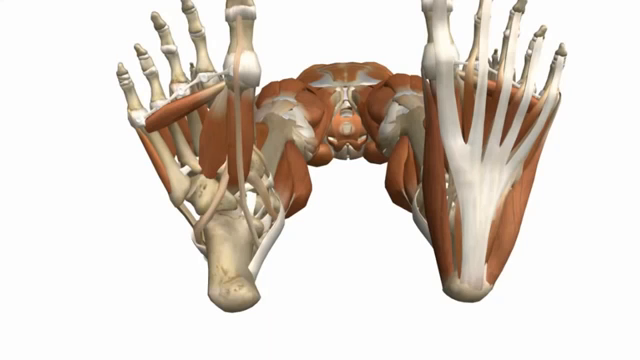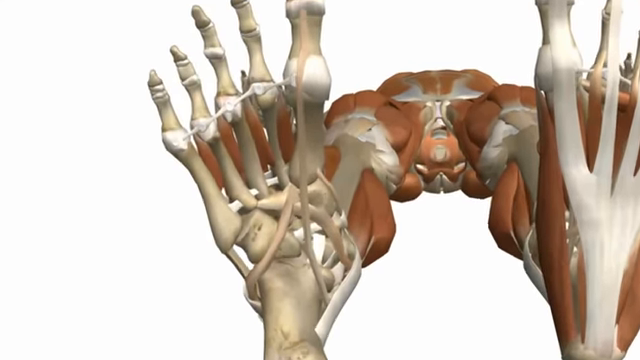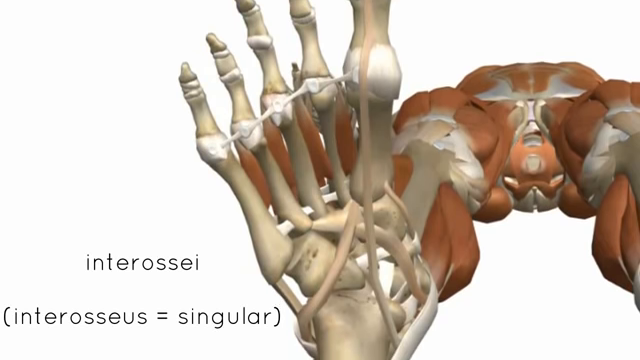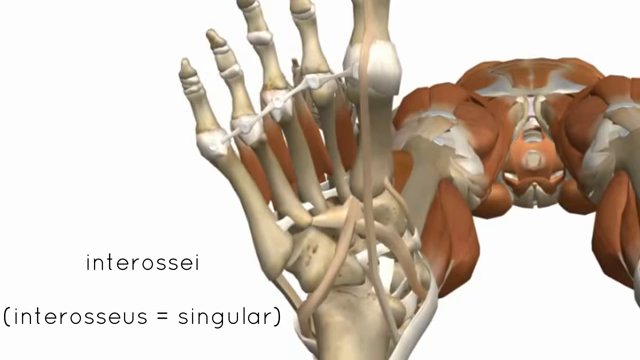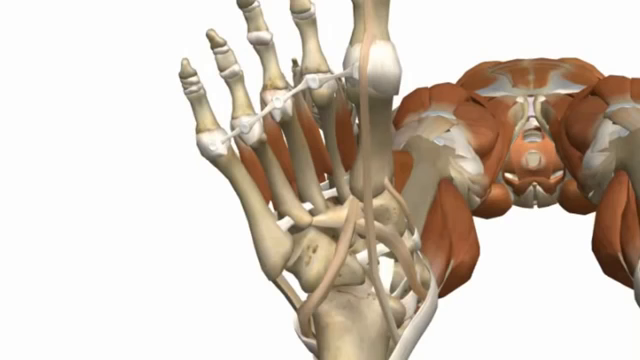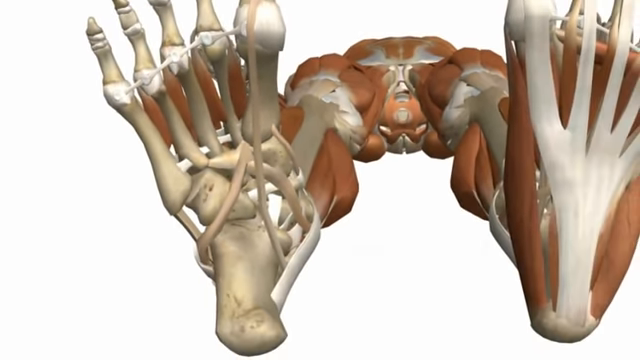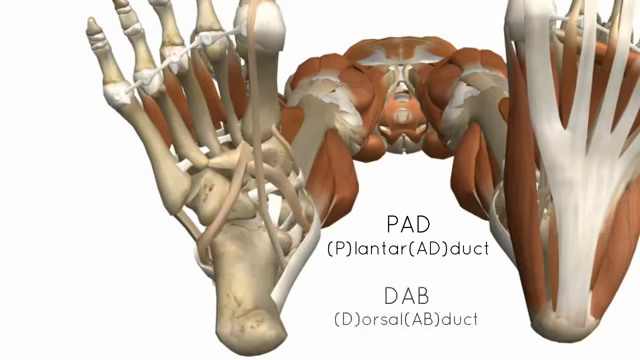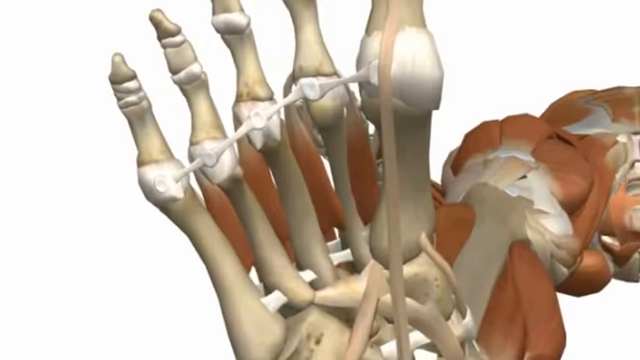I'll just remove these muscles of the third layer, and we can look at the fourth and final layer. This is an easy layer because it just includes the interosseous muscles. You've got the plantar and dorsal interosseous muscles. Just like in the hand, the function of the interossei muscles can be remembered with the mnemonic PAD and DAB: plantar adduct, and dorsal abduct.